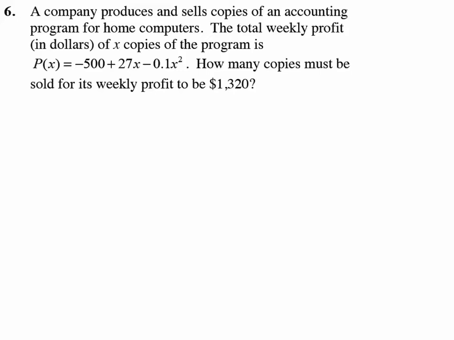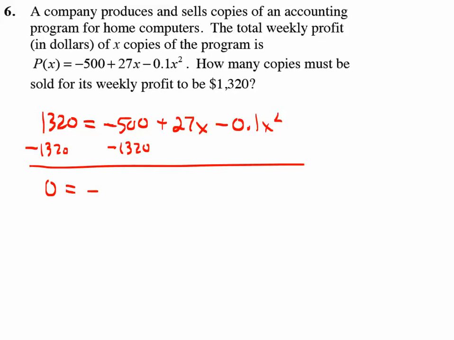So let's see, how many copies must be sold for its weekly profit to be 1,320? So imagine this is the profit formula. We're going to plug in the 1,320 right into the profit symbol, and then we have the rest of the formula to deal with. Very similar to the previous problem. So set it equal to 0 first. Let's subtract 1320. We get a negative 1820 now, plus 27x minus 0.1x squared.